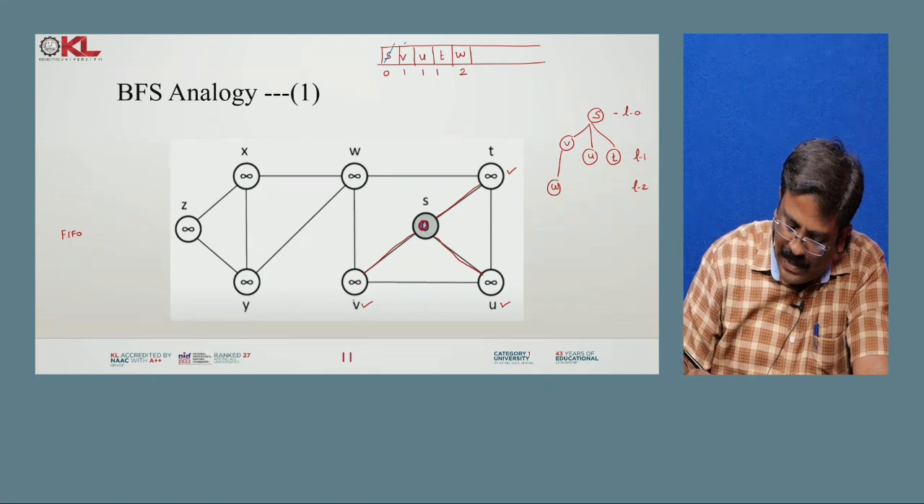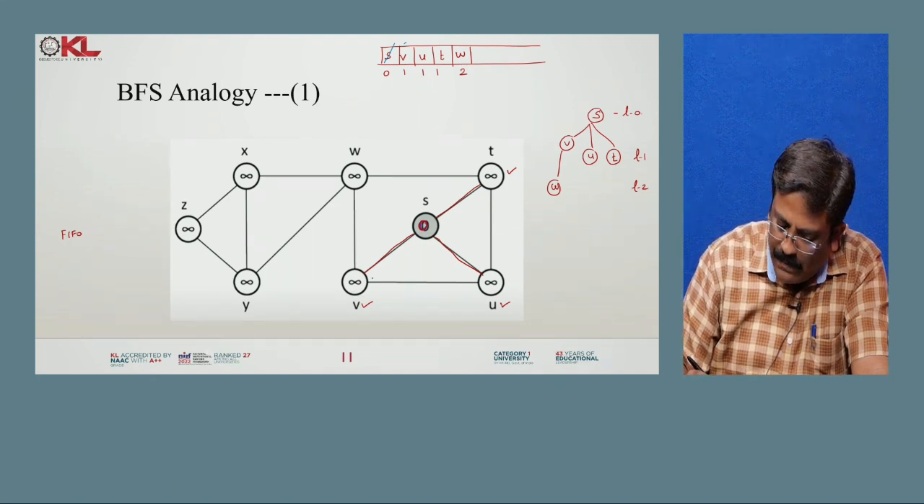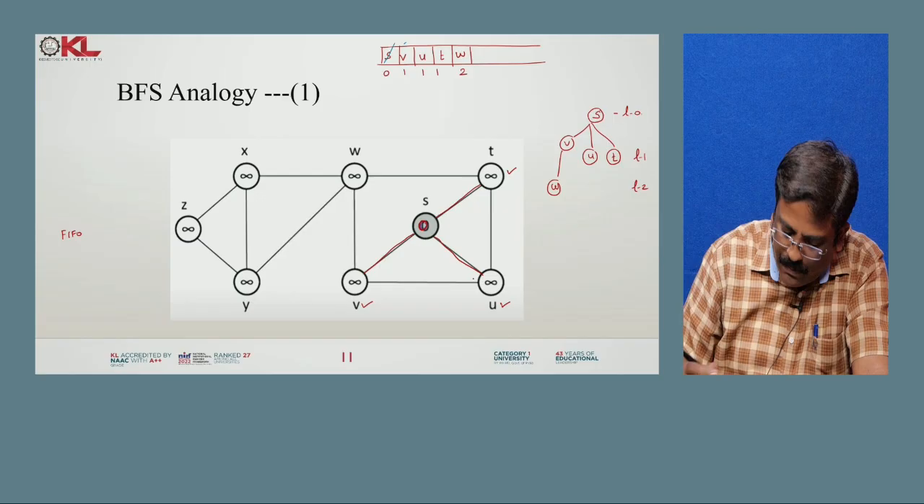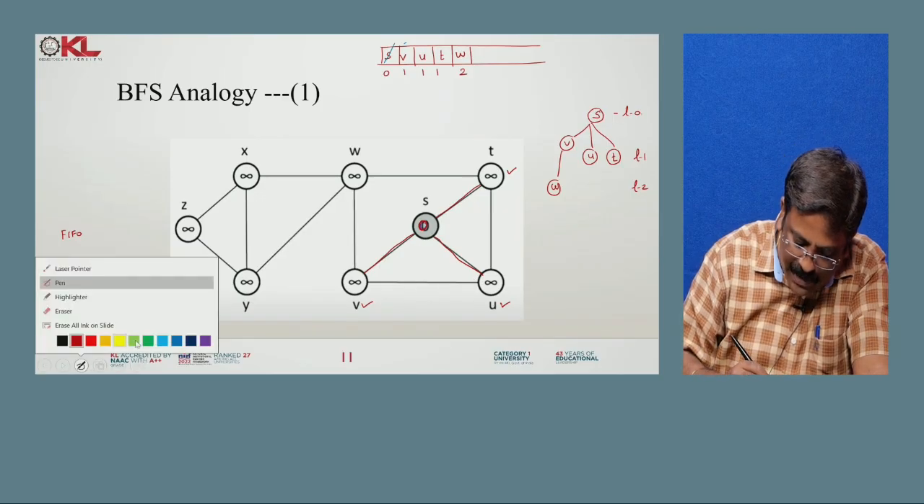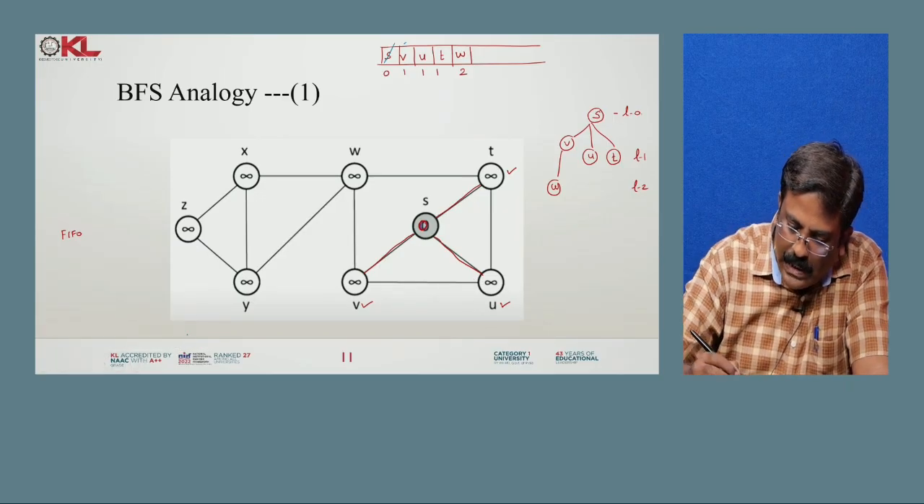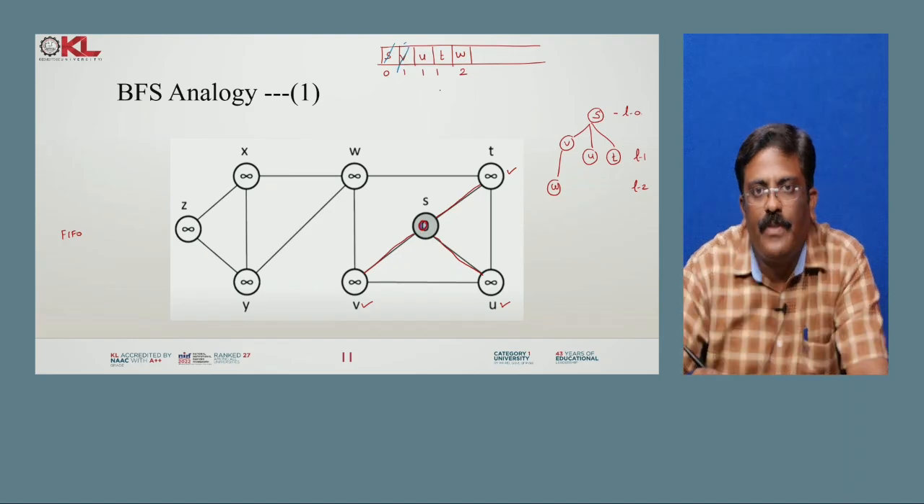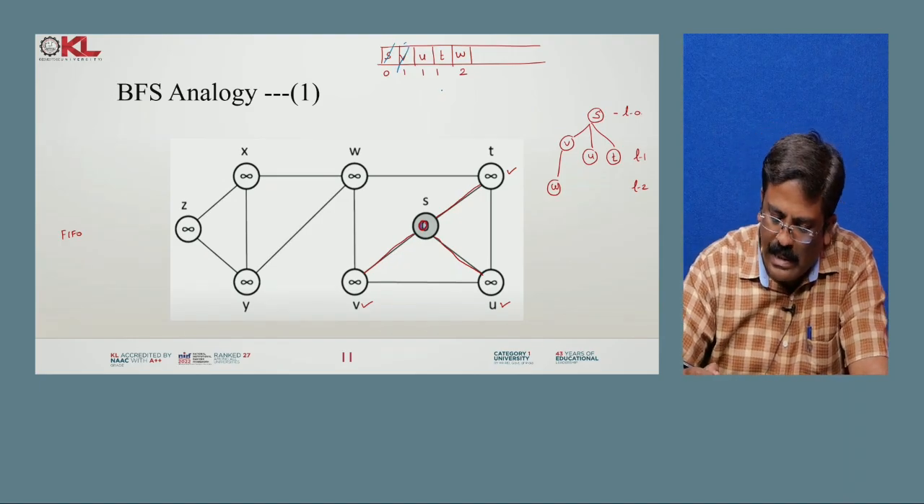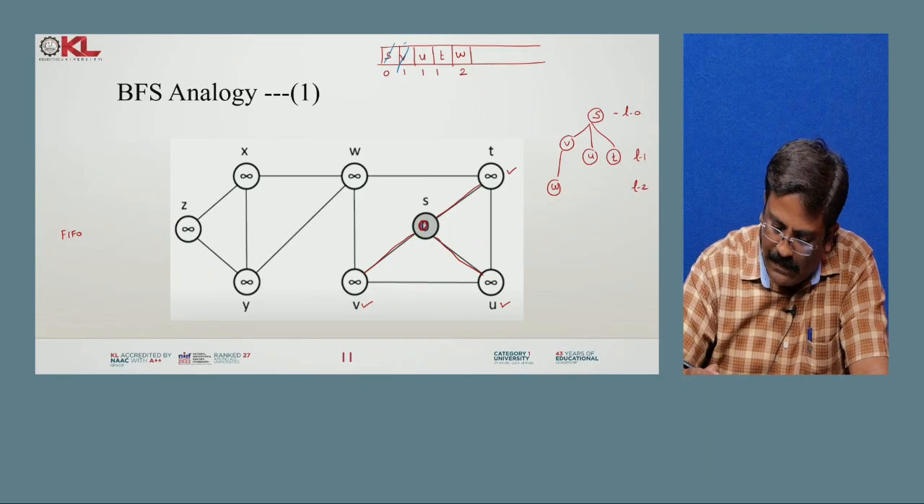So now from V, there is nothing available to go anywhere, as only W, S and Q are already visited. So what we can do is pop V out from our Q. And what is next? U is going to become available for U.